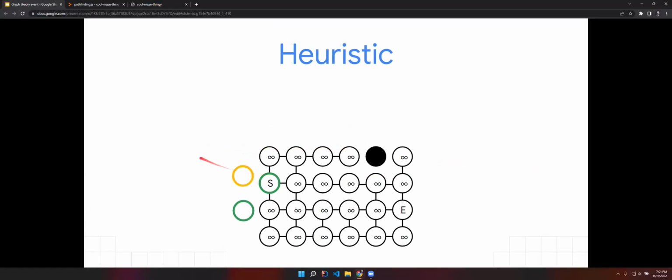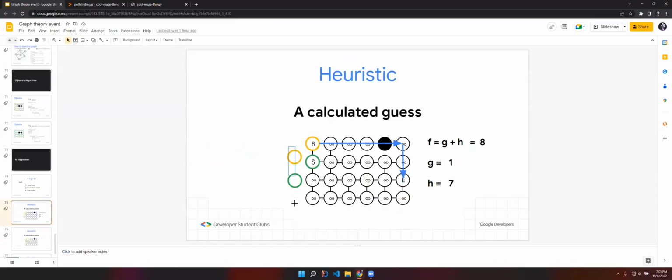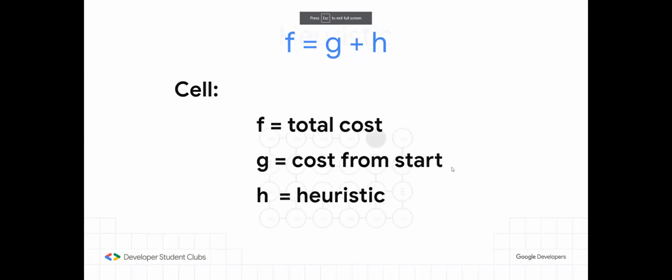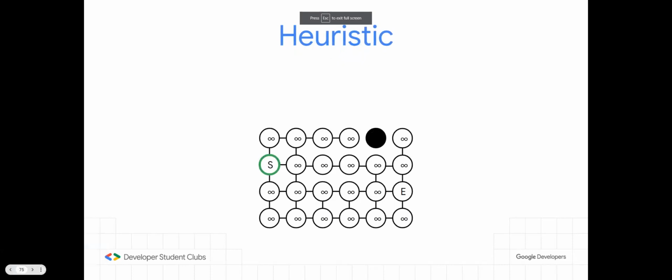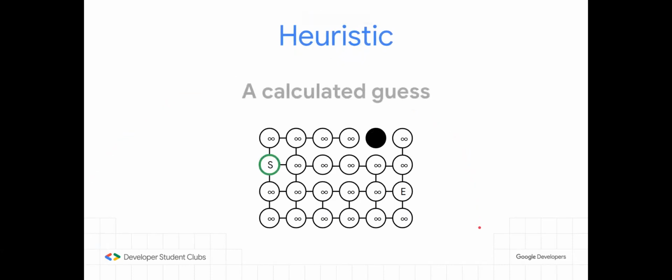Let me quickly get rid of this. I accidentally left that in there. Okay, let's talk about what is a heuristic. Well, a heuristic is basically just a calculated guess. The way that we use a heuristic to our advantage is, let's take this example. It's very similar to our initial one, except we moved around the start and the end goal.